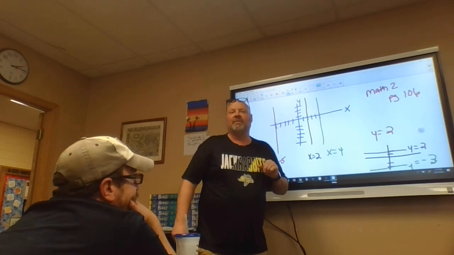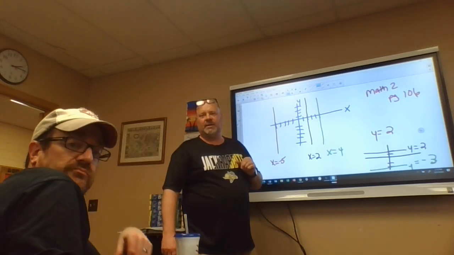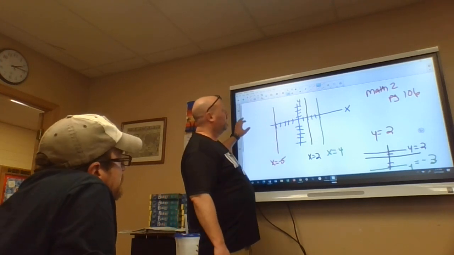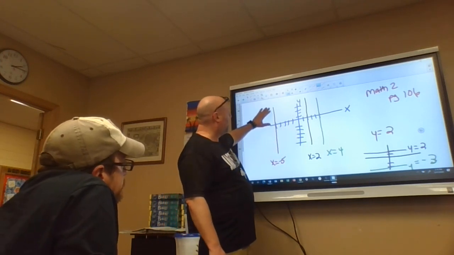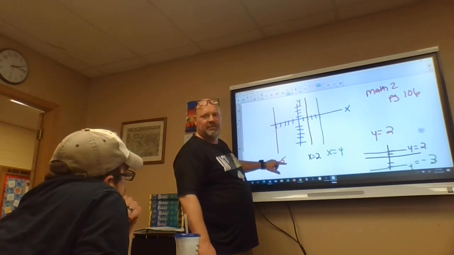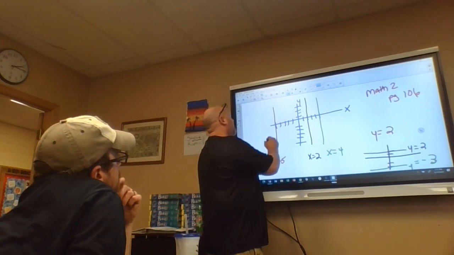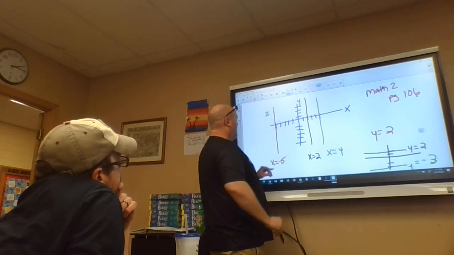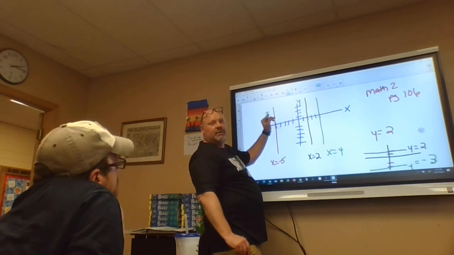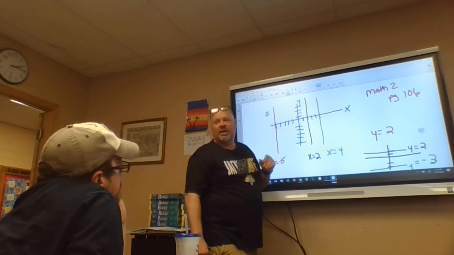Math 2, very similar to what you did yesterday. We have the x and the y axis. We have a straight line where we have to write a straight line. It says x equals -5, and we have to label it z. I draw a straight line where x is always going to be -5, right? And then I just label it z. That's all you have to do.